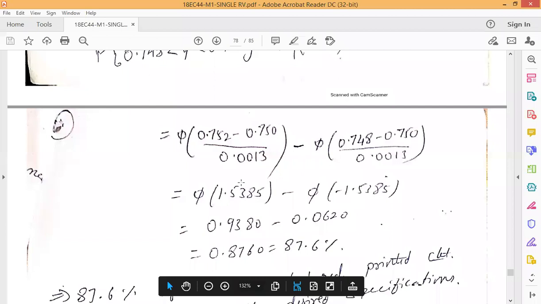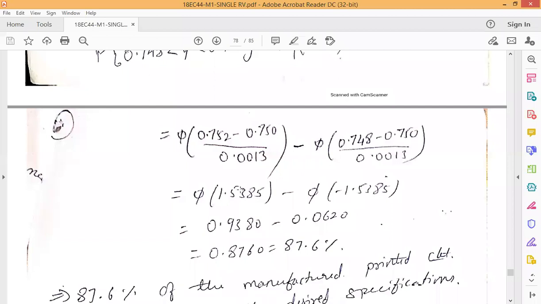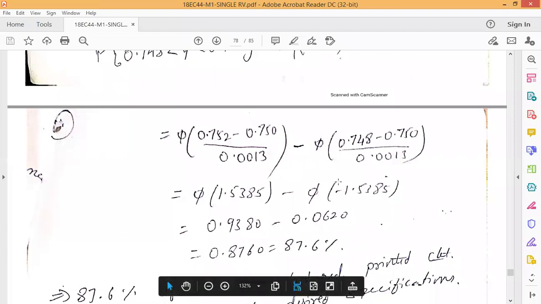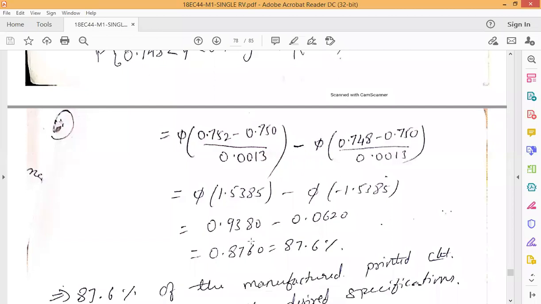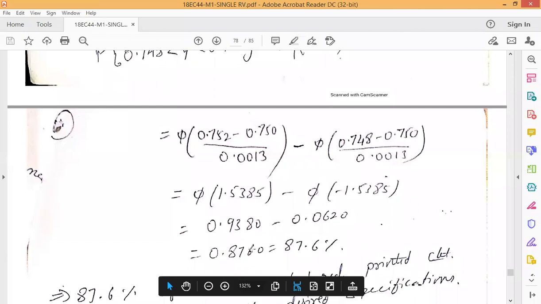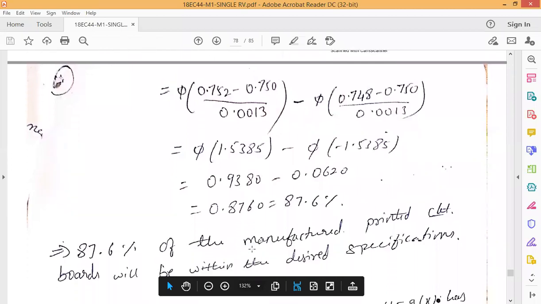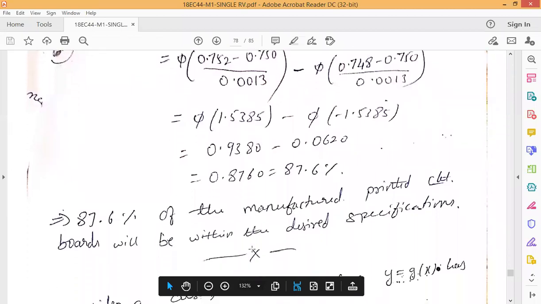So here instead of z, we are given the value of y, so the same table will be used. We are going to make use of the interpolation method and get the value for both. While solving the problems, we'll see how to do that once again. By the interpolation method, these are the values that are obtained, which will give the value as 0.876, and in terms of percentage, that will be obtained as 87.6%.